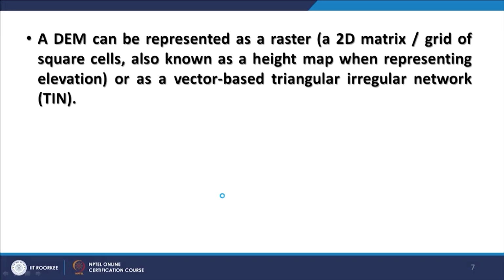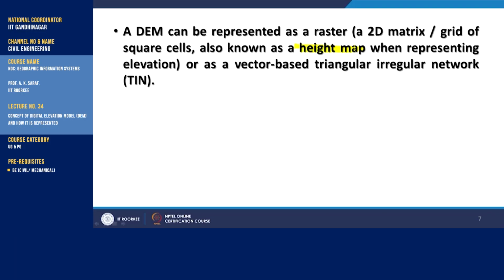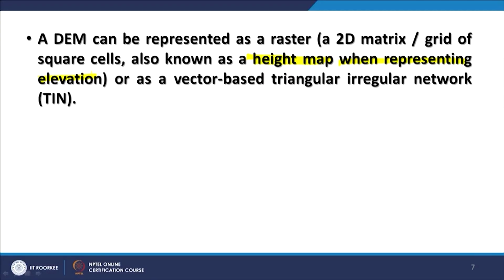Sometimes in some literature you may find that they call a DEM a height map. You can call it a height map only when you are representing the cell value as an elevation value. Then it is fine when representing elevation. When it is not representing elevation, then one should not call it a height map.